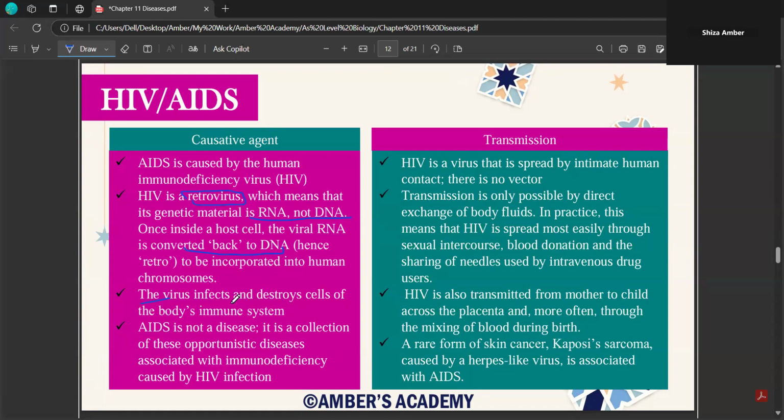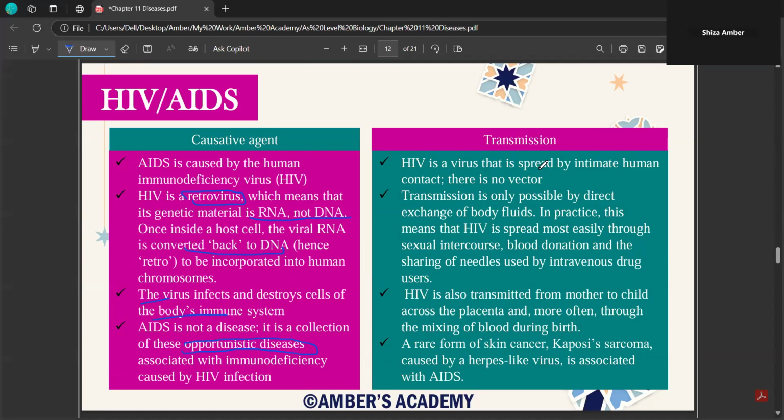The virus infects and destroys cells of your body's immune system. AIDS is not a disease, rather it's a collection of multiple diseases. This is why we say that AIDS itself is not a disease; rather, it is a set of opportunistic diseases associated with immunodeficiency caused by HIV infection.